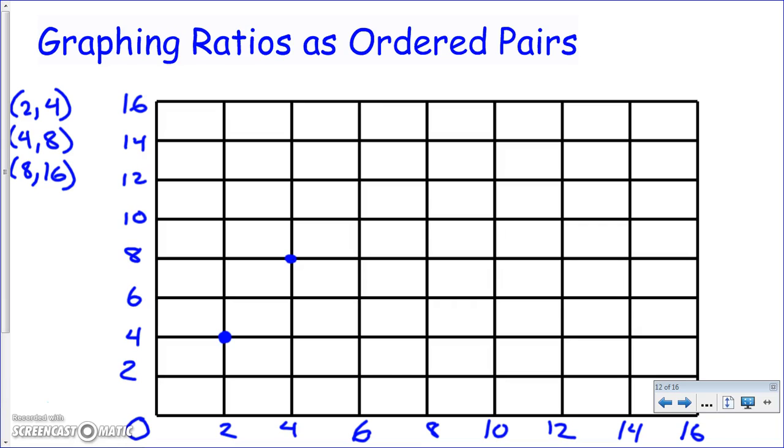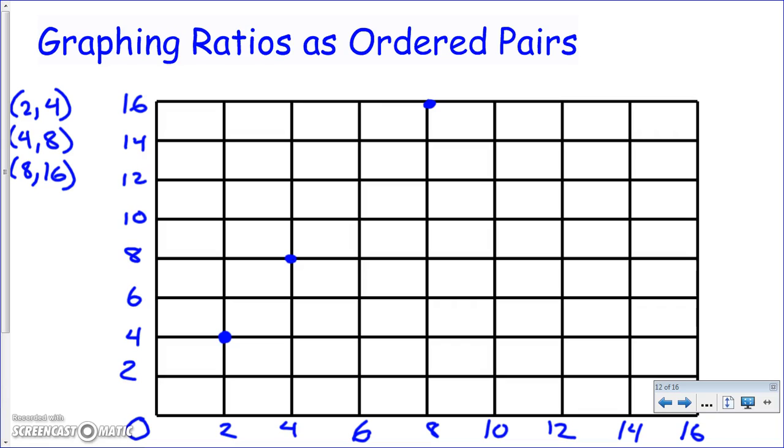Next, we're going to graph 8/16. So we're going to go over to the 8 on the horizontal axis and up to the 16 on the vertical. And as you notice, all of our ratios would simplify to 1/2. So it's going to make a straight line because they're all equivalent.